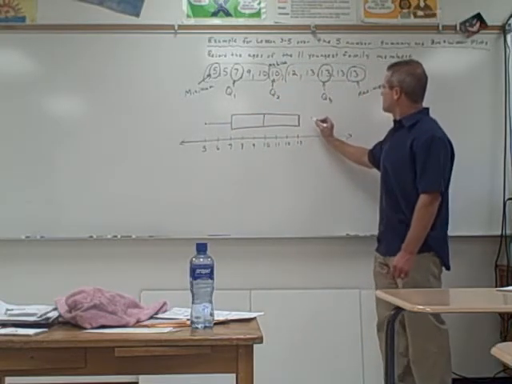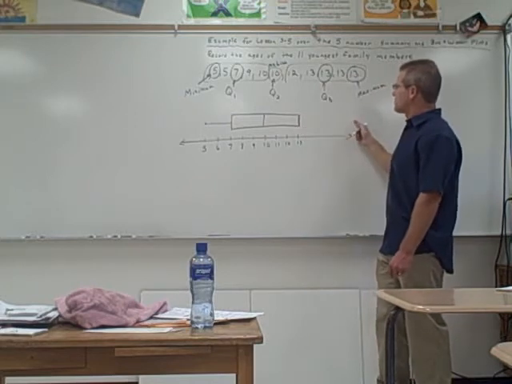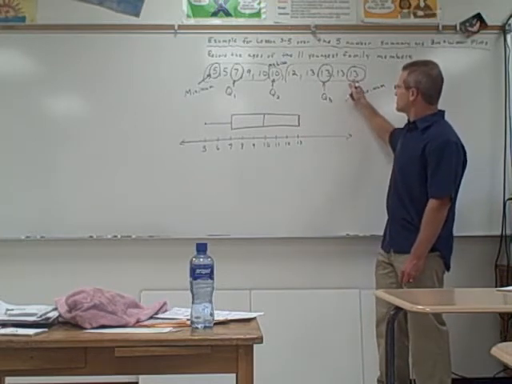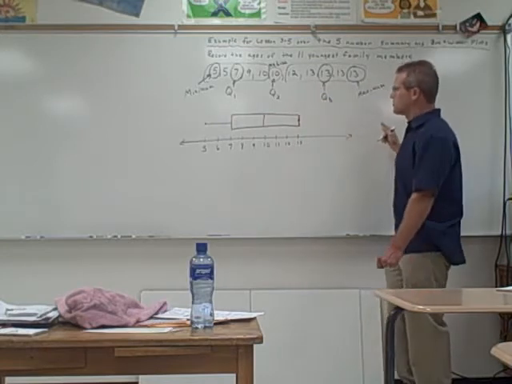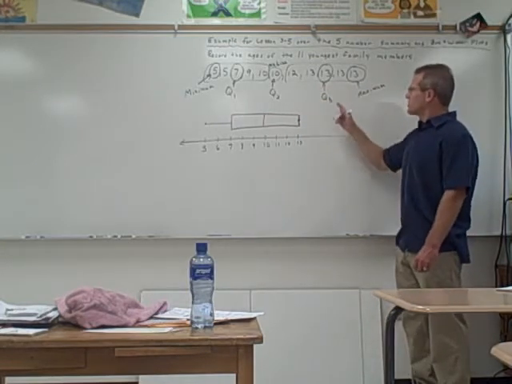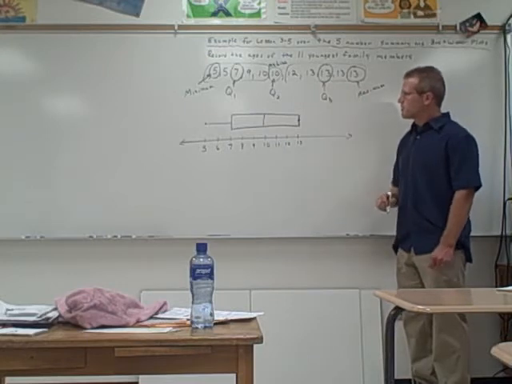And then another whisker. Normally the whisker would go out to the maximum, but in this case there's not even going to be a whisker because the maximum's right at 13. Just put a dot right there. Normally there would be another whisker there. There's not a whisker because Q3 and maximum are the exact same number.